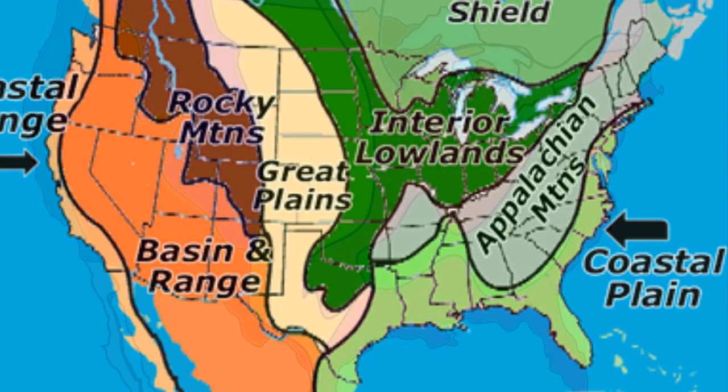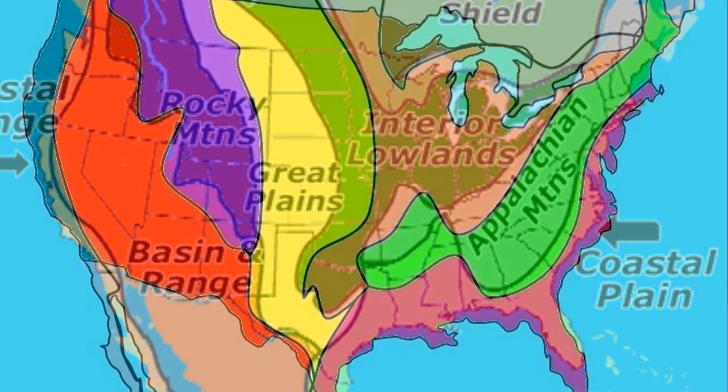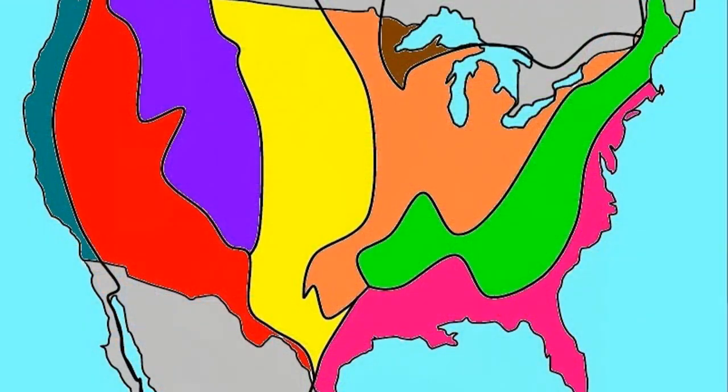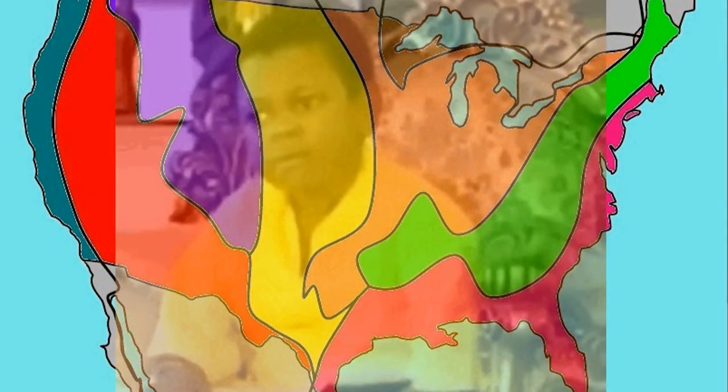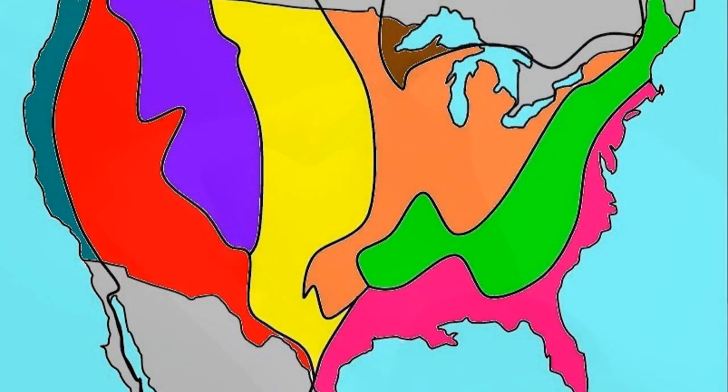First, let's start with something that looks a little crazy. No, not that. This map of the 8 US geographic regions. Think you can tell me what each region is just by the shape? Yeah, those are some wild shapes.